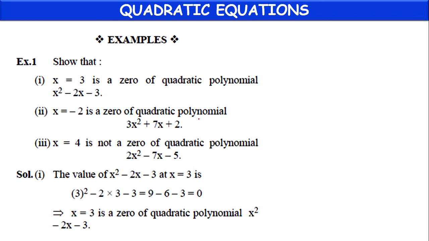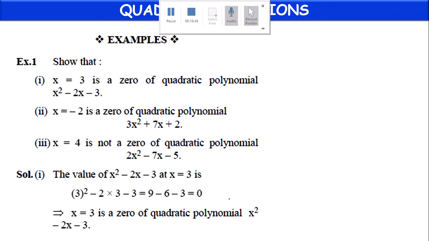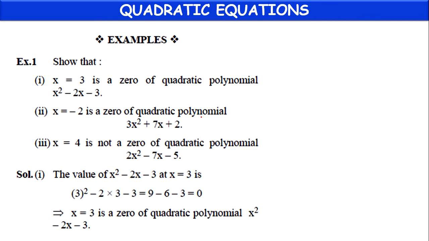Next, we have some examples here. Example 1, show that x equal to 3 is 0 of quadratic polynomial x square minus 2x minus 3, or x equal to minus 2 is 0 of this polynomial. X equal to 4 is not a 0 of this polynomial.